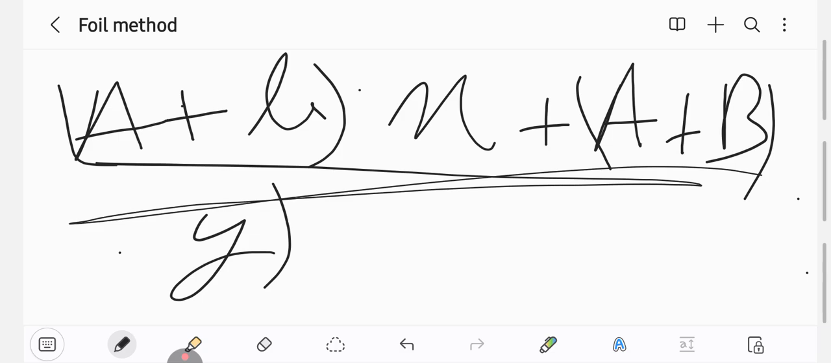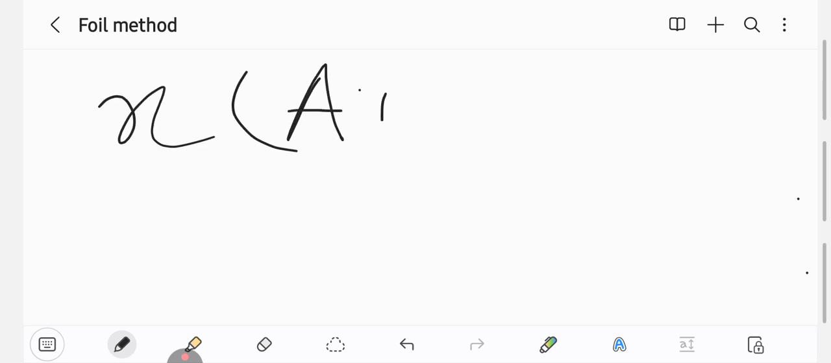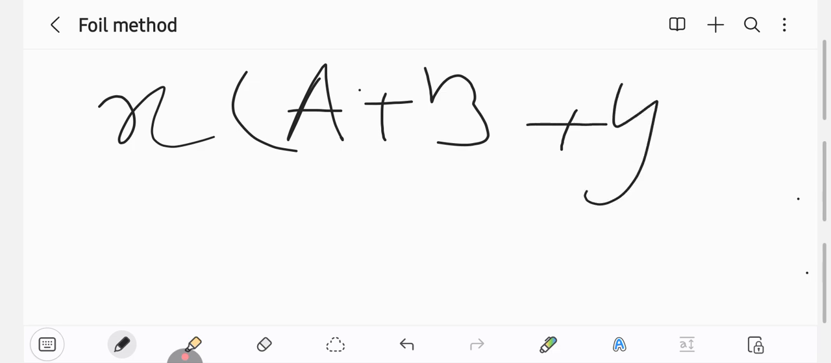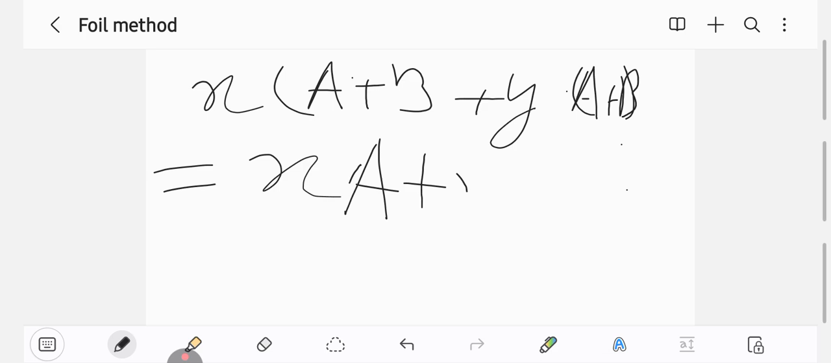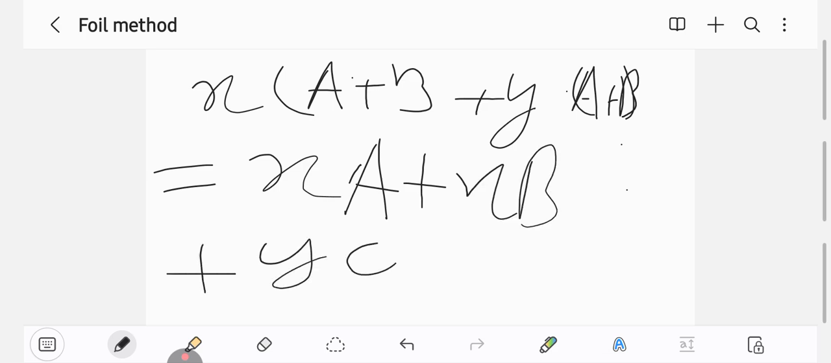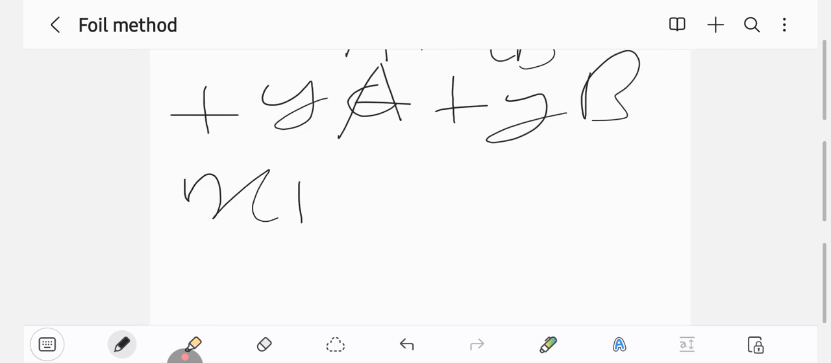Now we simplify. Because it can't be simplified further in this method, we turn this into x times a plus b plus y times a plus b. It may seem a little confusing, but it's not really that confusing if you think about it. Now you get xa because a was added x times, now xb, again plus ya plus yb.